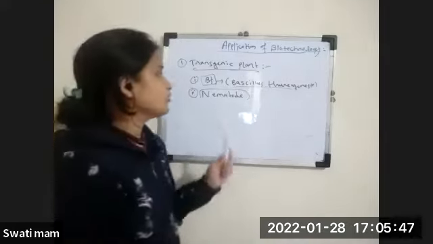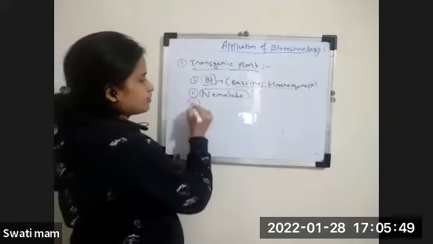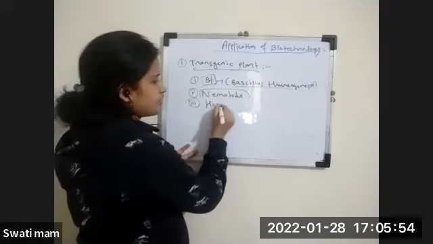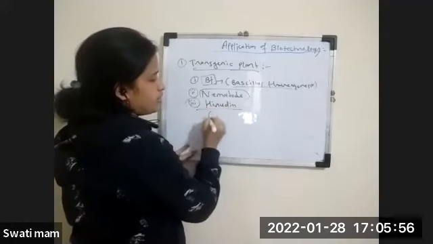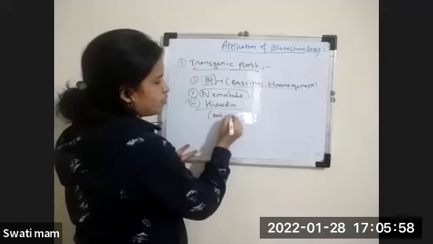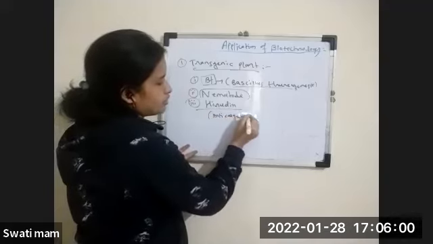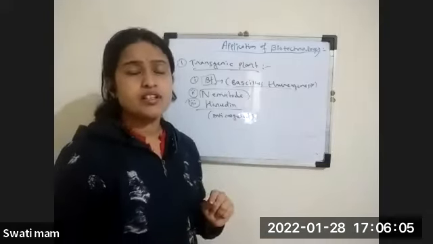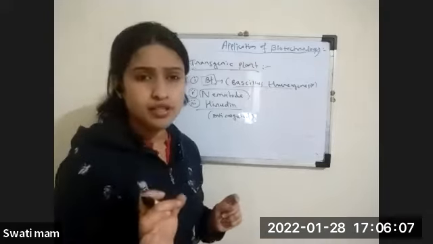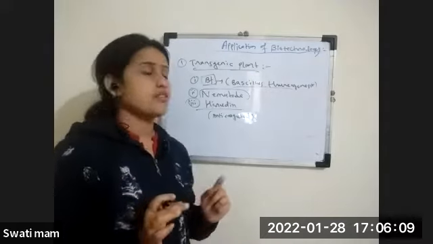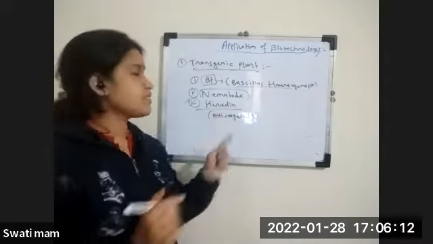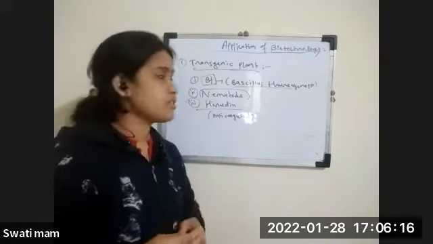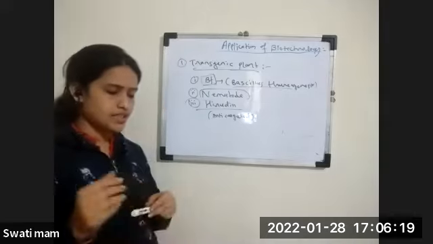Whenever there is a formation of hirudin, the name is hirudin. Hirudin is one of the anticoagulants. Anticoagulant means it prevents the blood from clotting. So hirudin is one of the anticoagulants, and it is found in certain species of plant, that is Brassica napus.